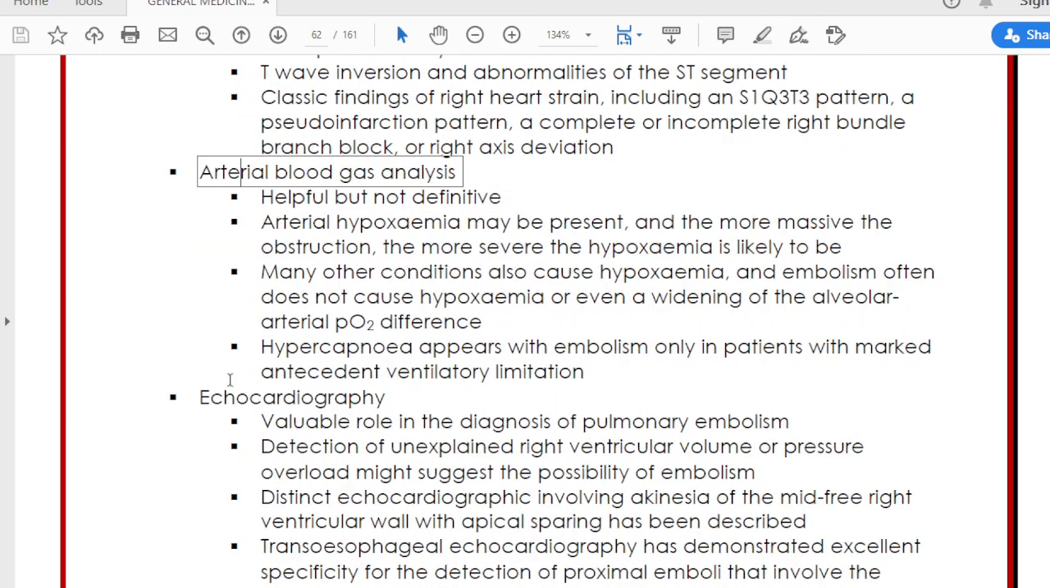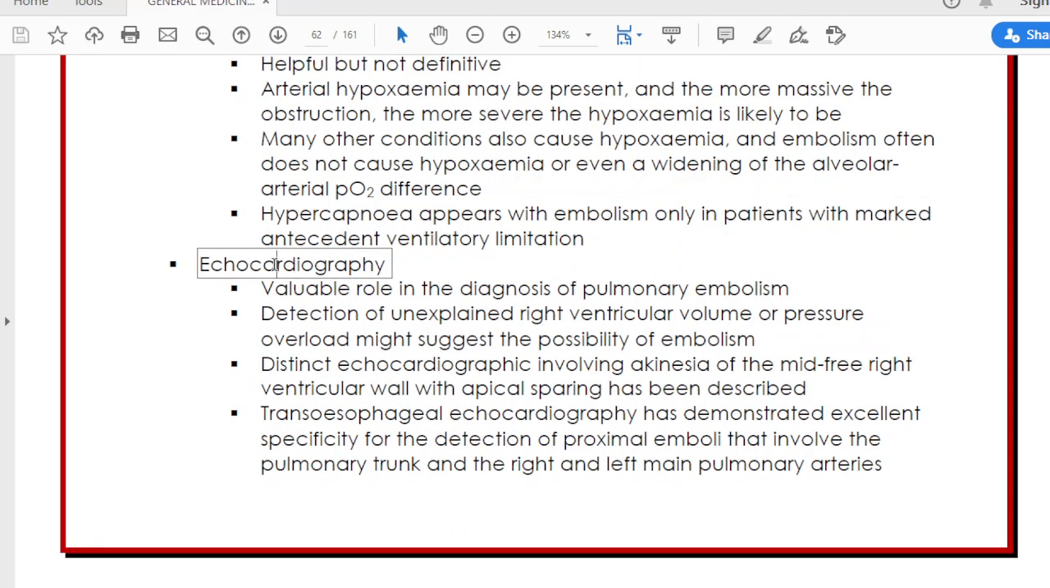Arterial blood gas analysis. Helpful but not definitive. Arterial hypoxemia may be present, and the more massive the obstruction, the more severe the hypoxemia is likely to be. Many other conditions also cause hypoxemia, and embolism often does not cause hypoxemia or even a widening of the alveolar-arterial PO2 difference. Hypercapnia appears with embolism only in patients with marked antecedent ventilatory limitation.